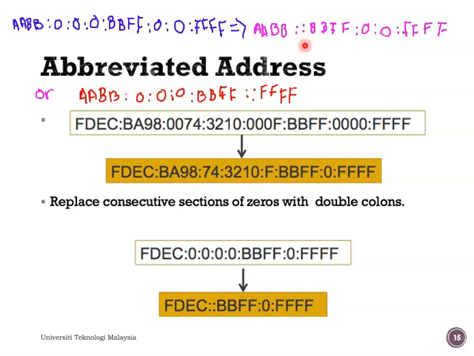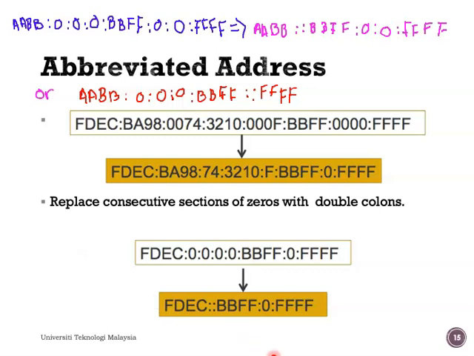You cannot put this double colon and this double colon; it is not permitted. Or you can choose this other part to replace with a double colon, and for this part you still have to write zeros. So this is an example of the abbreviated address.